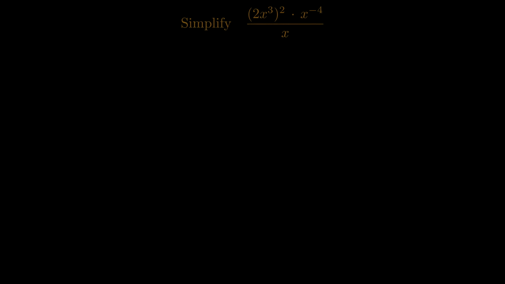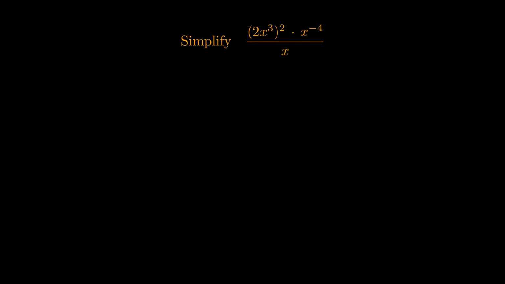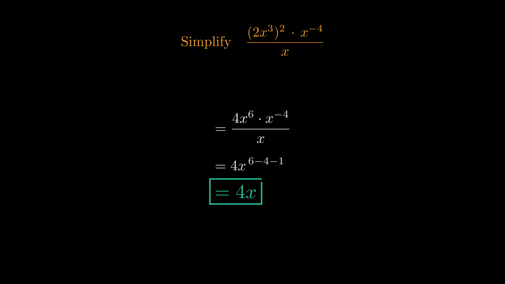My numbers, exact IB style. Part A, simplify. Square the bracket first. 2x cubed, all squared, is 4x to the 6, times x to the minus 4 over x. Now just add and subtract exponents. 6 minus 4 minus 1 is 1. The answer is 4x.